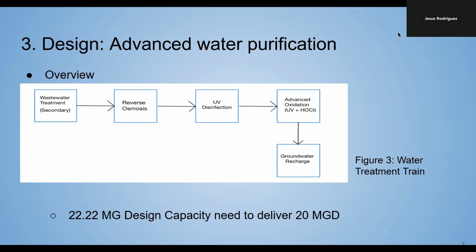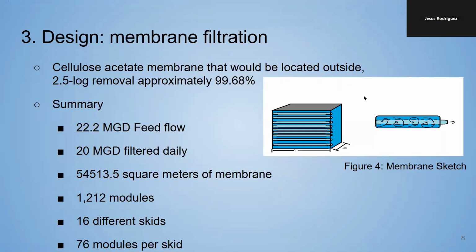In order to accomplish the 20 million gallons a day we were setting out for, we would need 22.2 million gallons of wastewater to start. Membrane filtration was the first step. For membrane filtration, we decided to go with a cellulose acetate membrane that would be located outdoors as it would take up a lot of space. This membrane would have a 2.5 log removal grade, removing approximately 99.68% of all contaminants.